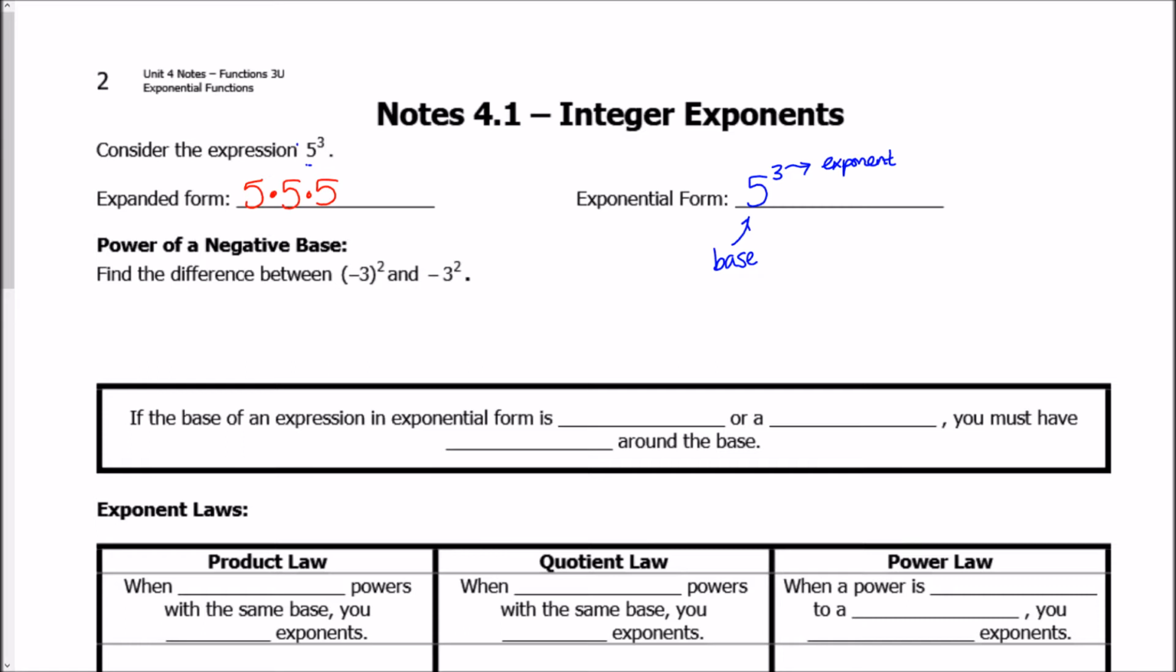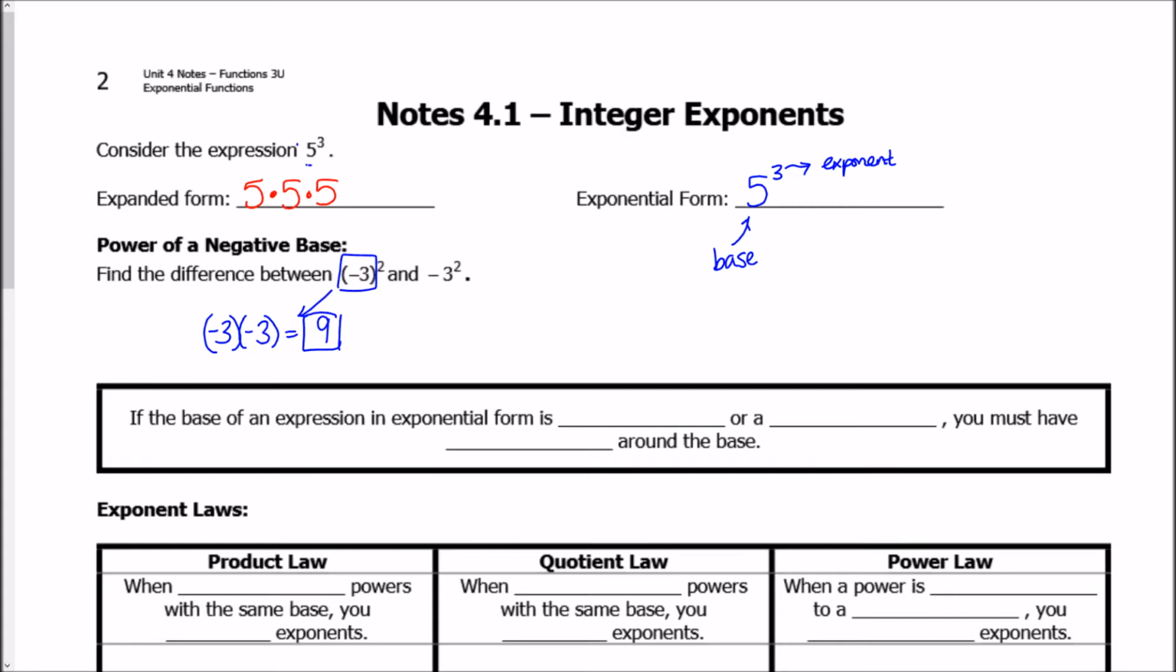All right, awesome. So now we want to talk about the power of a negative base. So we want to find the difference between (-3) to the power of 2 and then -3 without brackets to the power of 2. So right here, because we have brackets, it's saying that everything inside of my brackets is being raised to the power of 2. So what this means is -3 multiplied by -3, and a negative times a negative is a positive, so I should get positive 9 here.